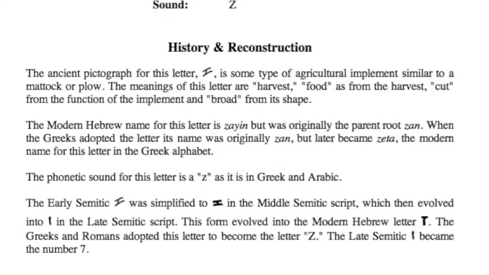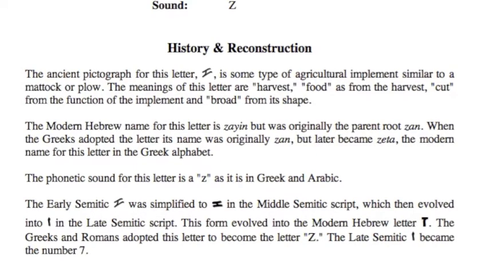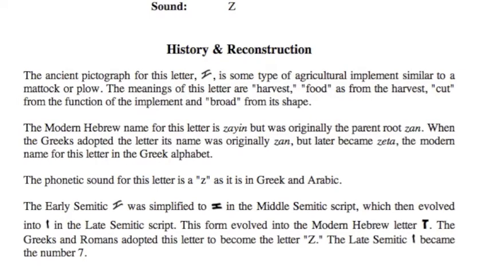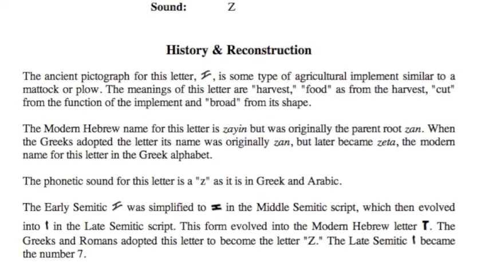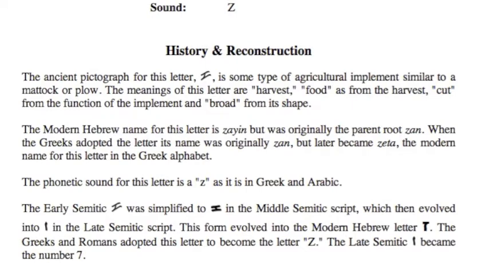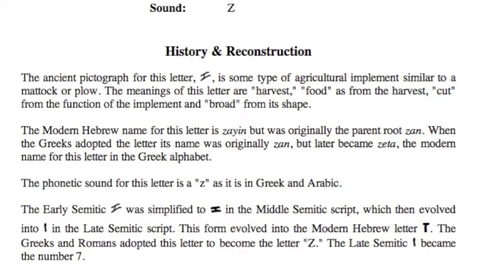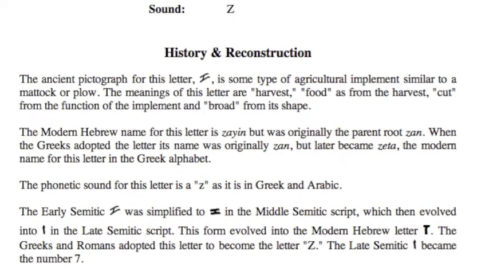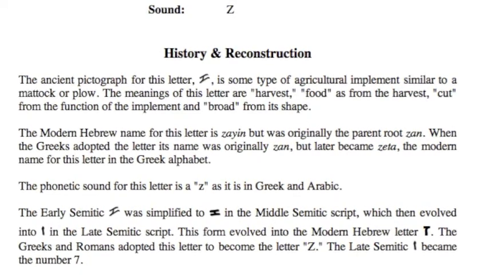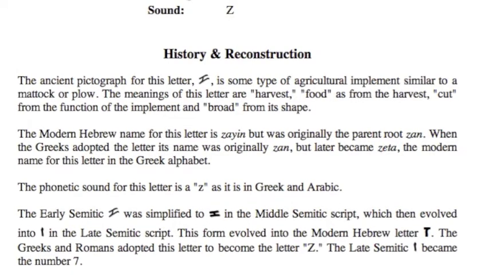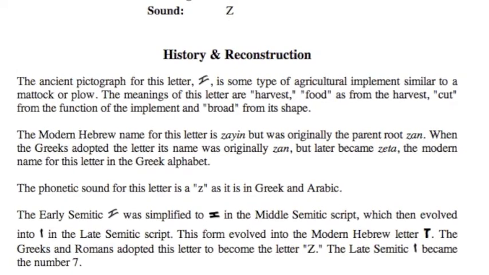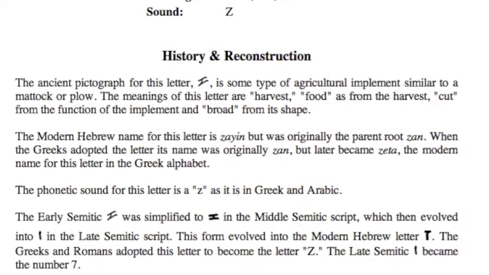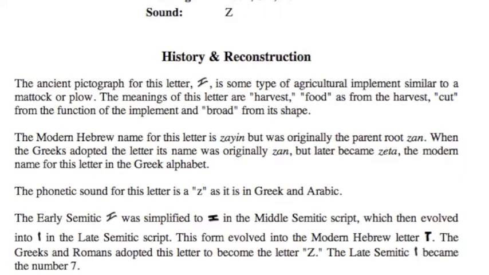The modern name for this letter is Zayin. Now they say it's Zayan, but it was originally the parent root Zan. When the Greeks adopted the letter, its name was originally Zan, but later became Zeta, the modern name for this letter in the Greek alphabet. The phonetic for this letter is a Z, as it is in Greek and Arabic.